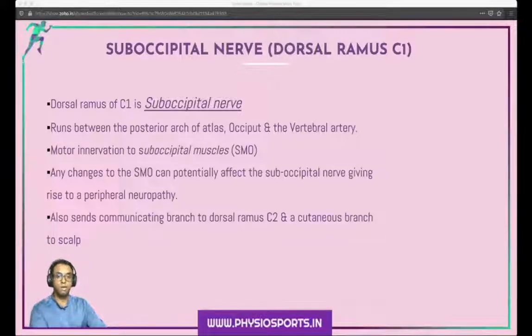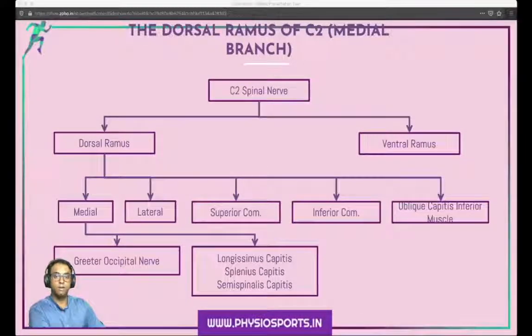The C2 spinal nerve branches into dorsal and ventral rami posterior to the lateral atlantoaxial joint. The C2 dorsal ramus loops superiorly around the obliquus capitis inferior muscle and then divides into medial, lateral, superior communicating, inferior communicating, and a branch to the obliquus capitis inferior. The lateral branch of the dorsal ramus of C2 helps to supply the motor innervation to the longus capitis, splenius capitis, and semispinalis capitis muscles.